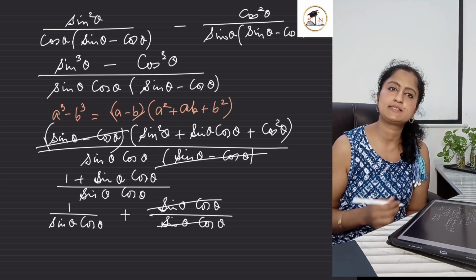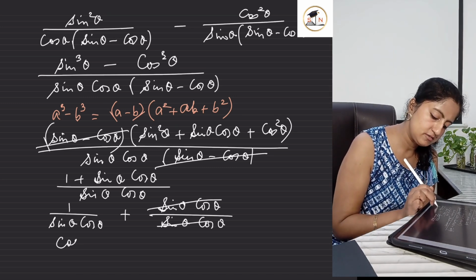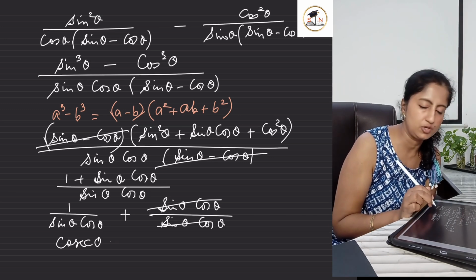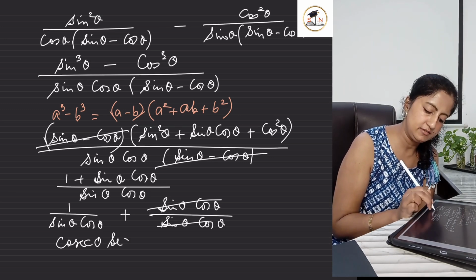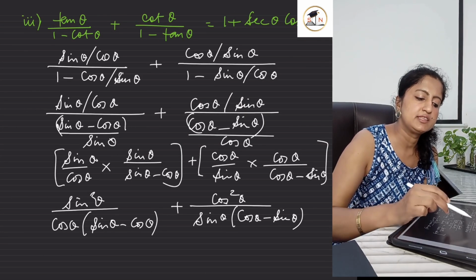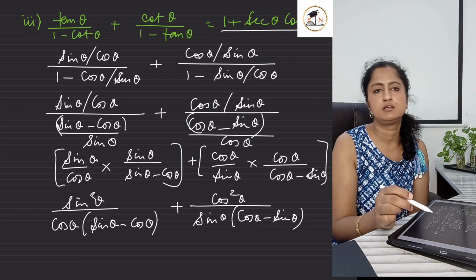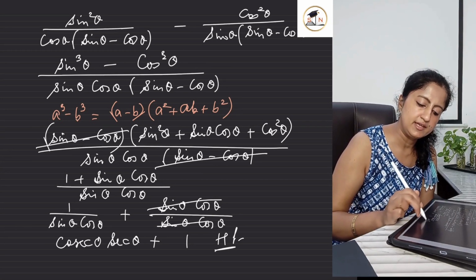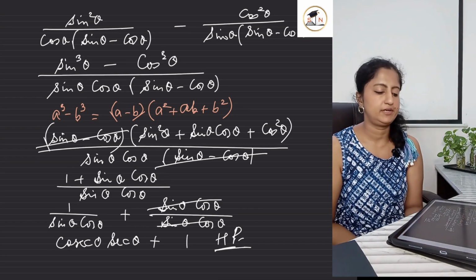Now, what is 1 by sine theta? That is cosec theta. What is 1 by cos theta? Sec theta. So cosec theta sec theta plus 1. And if you see, this is what they had asked. So, we have proved. Hence proved, right?